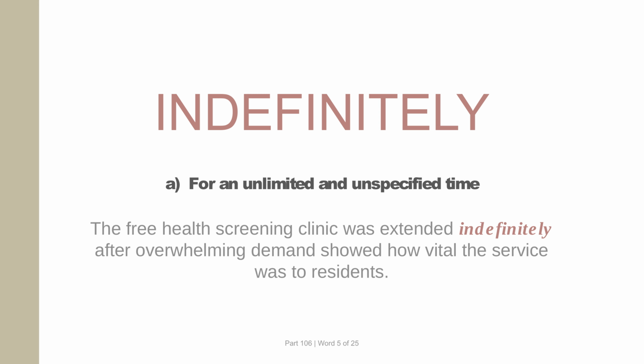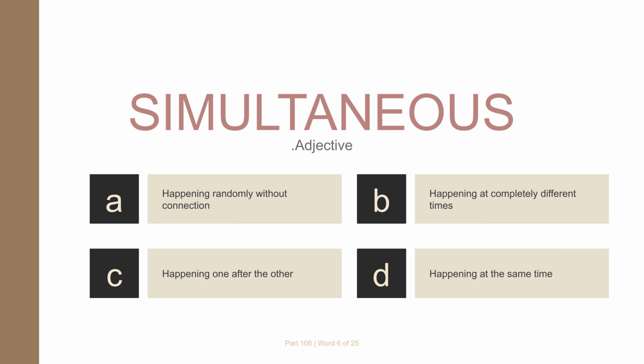Example: the free health screening clinic was extended indefinitely after overwhelming demand showed how vital the service was to residents. Question 6. What is the meaning of simultaneous? Option A. Happening randomly without connection. Option B. Happening at completely different times. Option C. Happening one after the other.